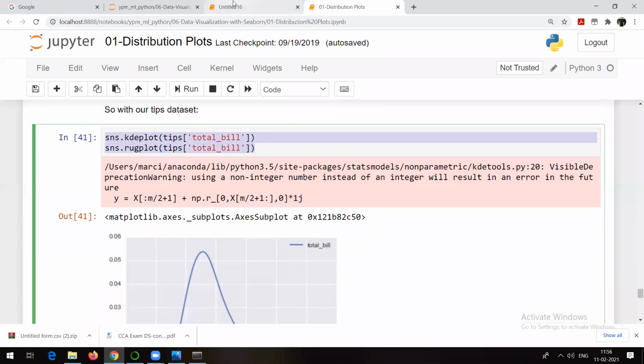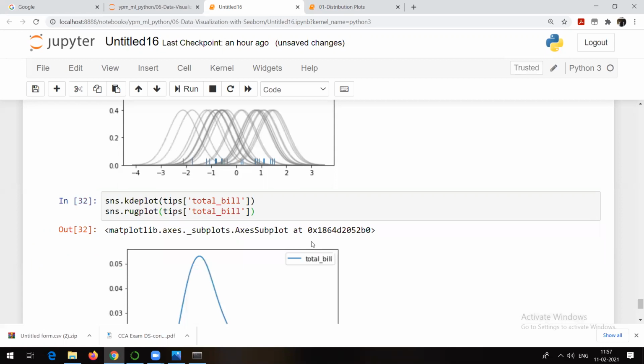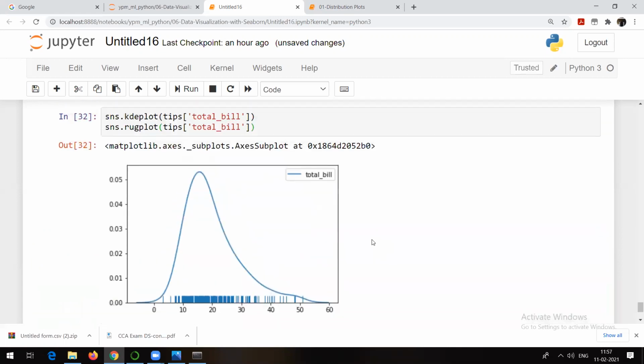Let's move to this one. Now what you can see is, first of all we are trying to plot a KDE plot for total bill, and then we are trying to plot the rough plot. So here we are making use of two plots. Even if you have used one, there is no problem. But these two lines are going to help you understand the relationship between the rough plot and the KDE plot. Either you go with the rough plot or the KDE plot, it is one and the same. Just try to understand the relationship between them.